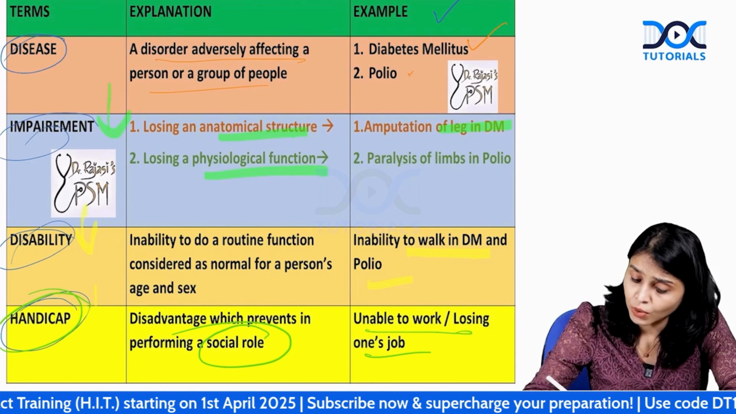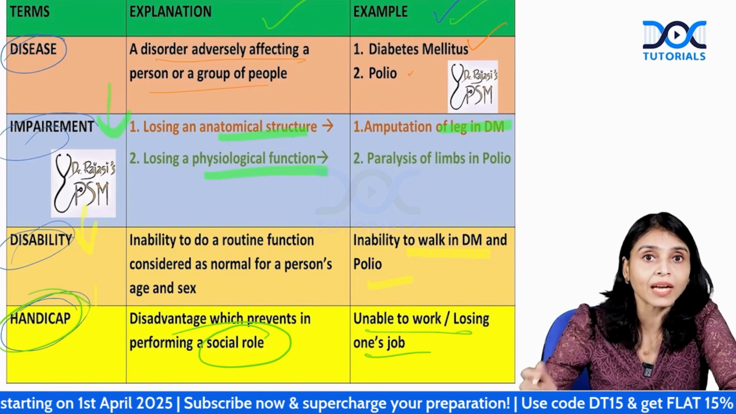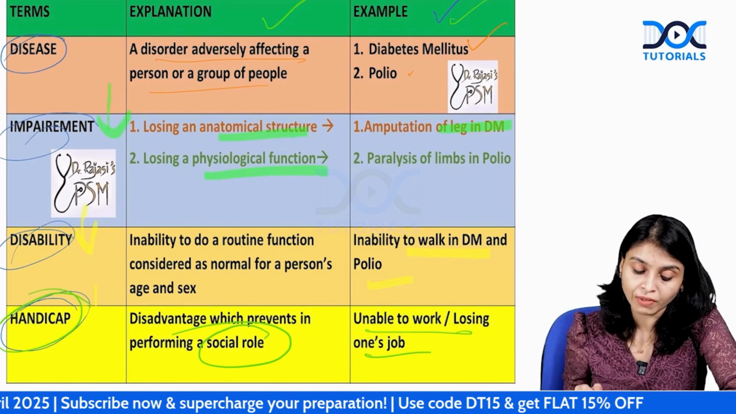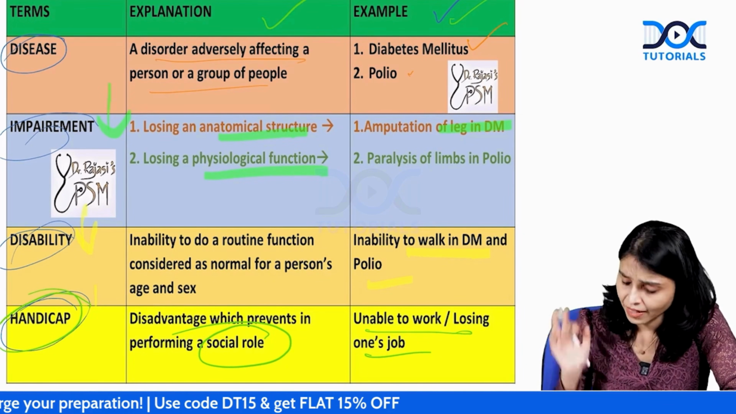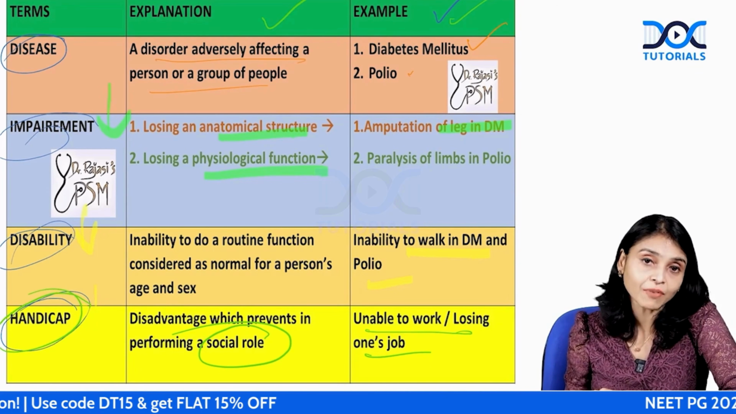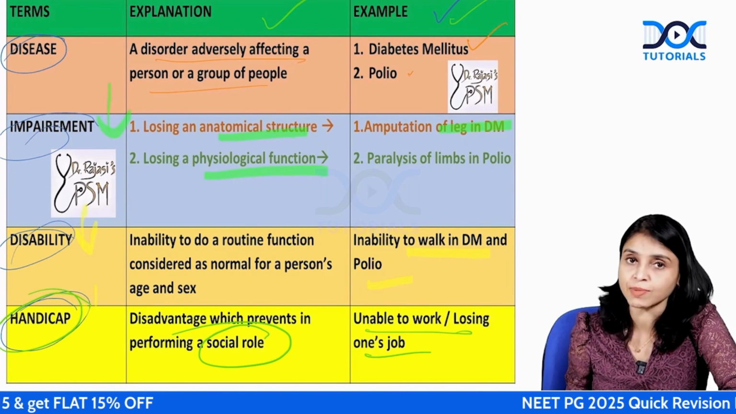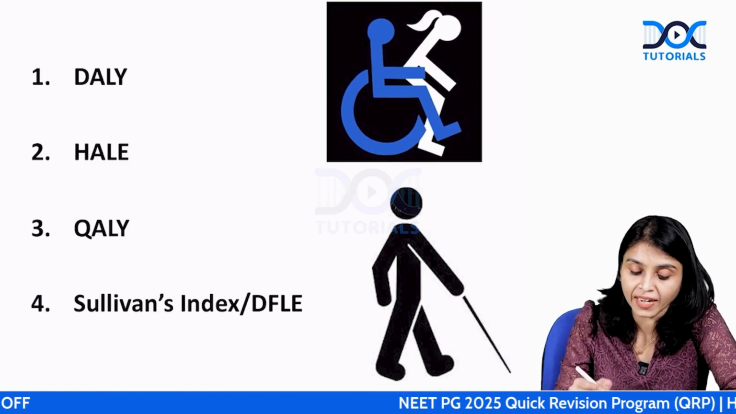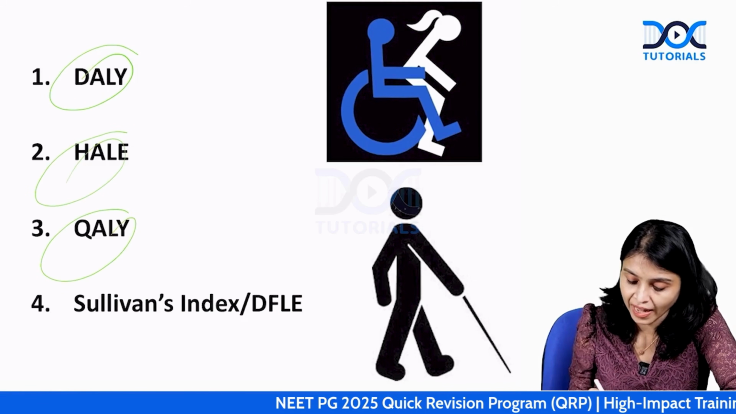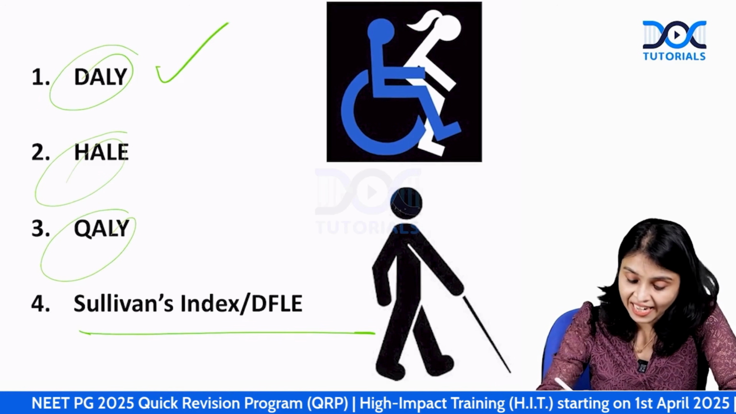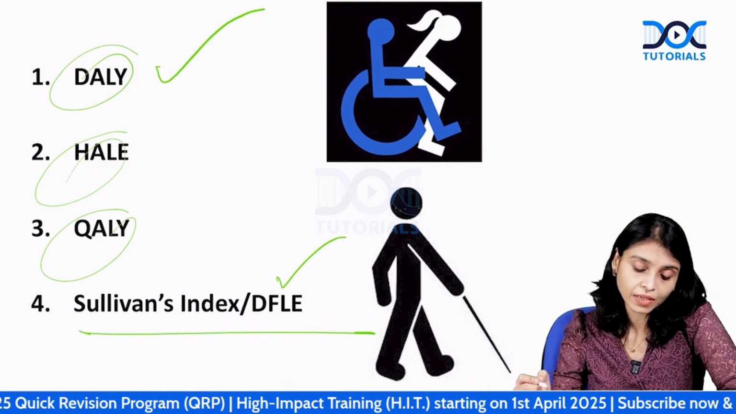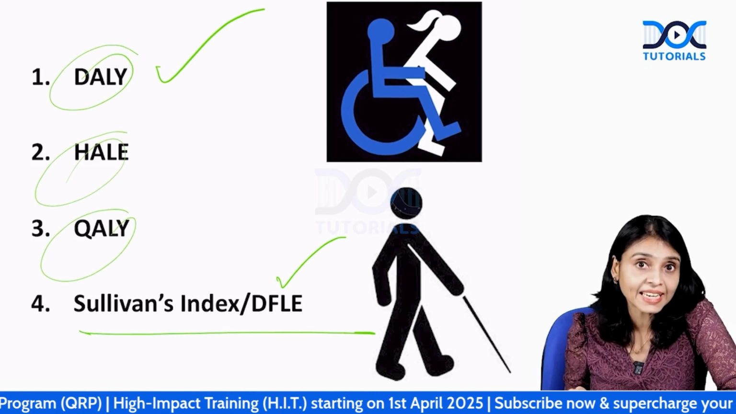Each of this is an MCQ, and you will also get examples, and you have to write whether it is coming under impairment, disability or handicap. Is that clear? Now let's see which are the disability indicators. That is the next MCQ. There are mainly 4 disability indicators: DALY, HALE, QALY and Sullivan's index, of which the most important ones are DALY and Sullivan's index. Okay, so let's see what is DALY.